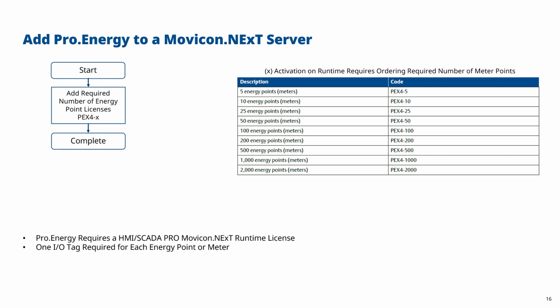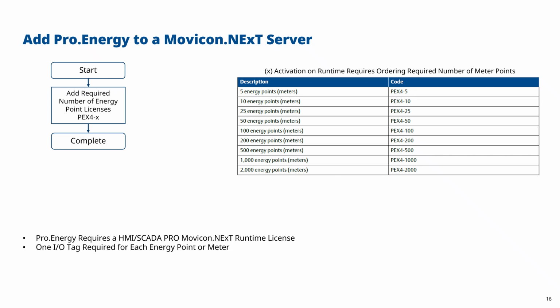But for each energy point, we have a different requirement of the number of counts. So we start off with 5 energy points or meters. Again, any combination of water, gas, electricity, and so on. So for 5 energy points, it's PEX4-5, and then we go up in increments. We can go 10, 25, 50, 100, 200, 500, 1000, and with a maximum of 2000. And there are breakpoints. So as you go with larger licenses, the cost per energy point comes down slightly. So if you've got large numbers, that can be more cost effective.